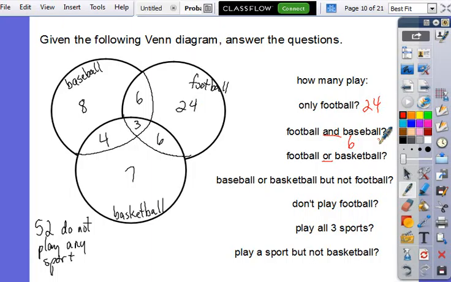Somebody needs to tell us why we're wrong. Because I try to add on one part. It's 6 plus a 3.